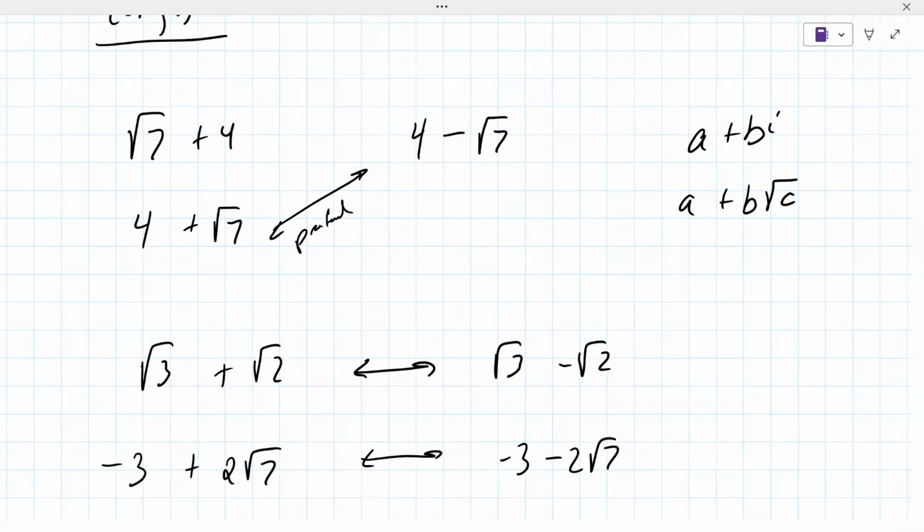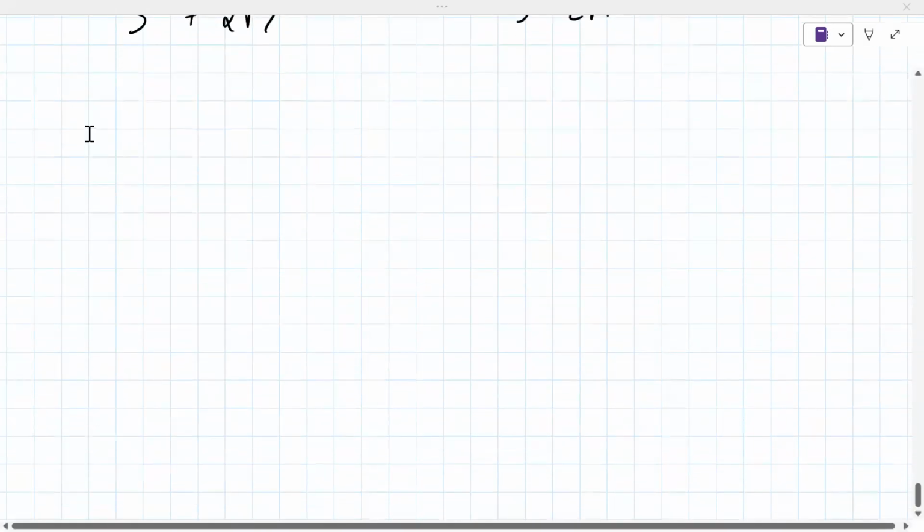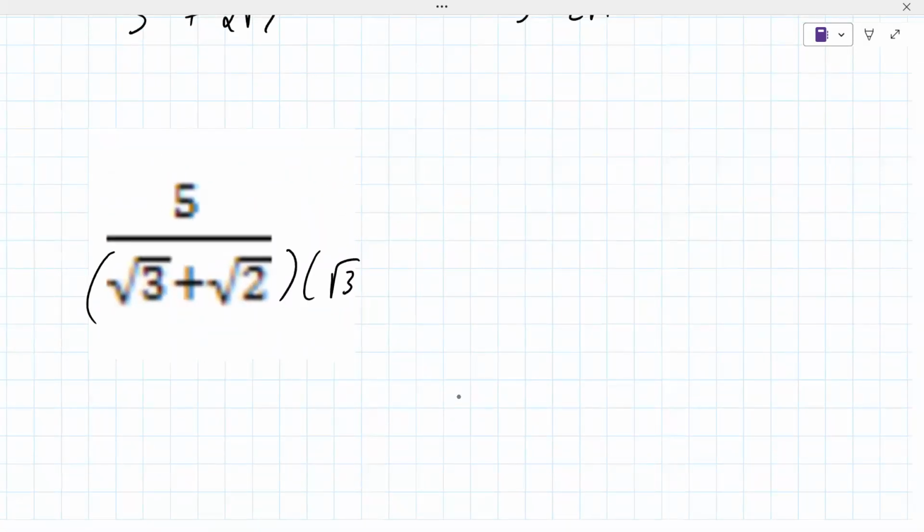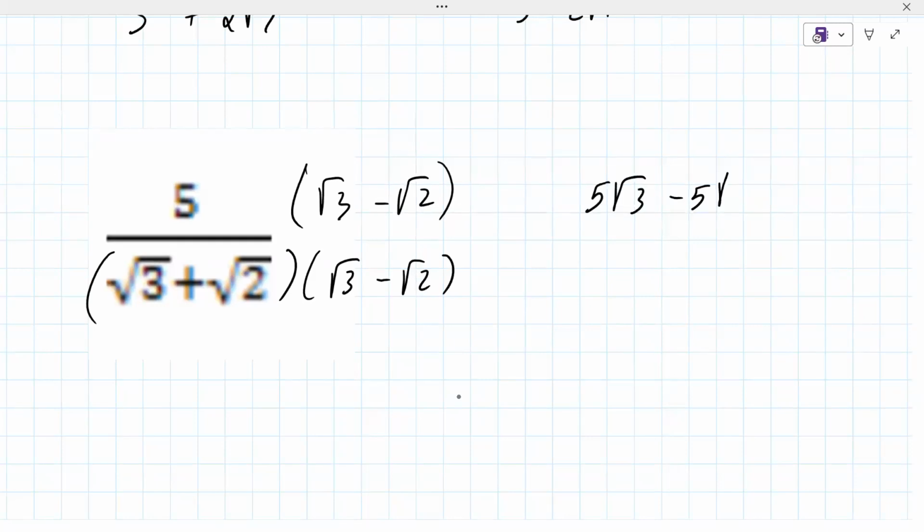So the reason I bring all that up is the next types of problems just get more complicated. Sorry, that wasn't the one I wanted. This one's really... Okay. So this one, you're going to multiply the top and bottom by √3 minus √2. Okay. So this becomes 5√3 minus 5√2.